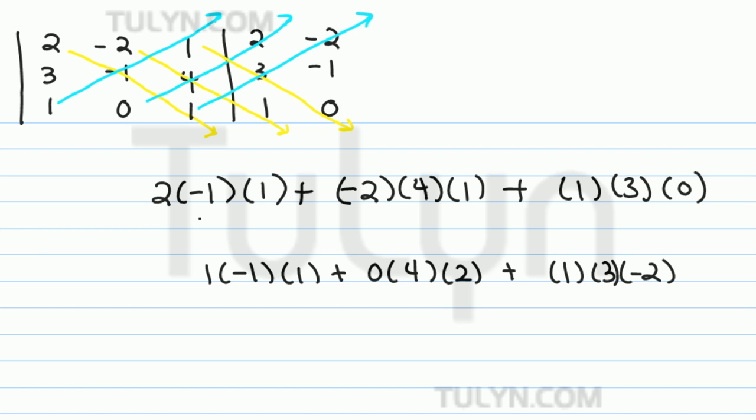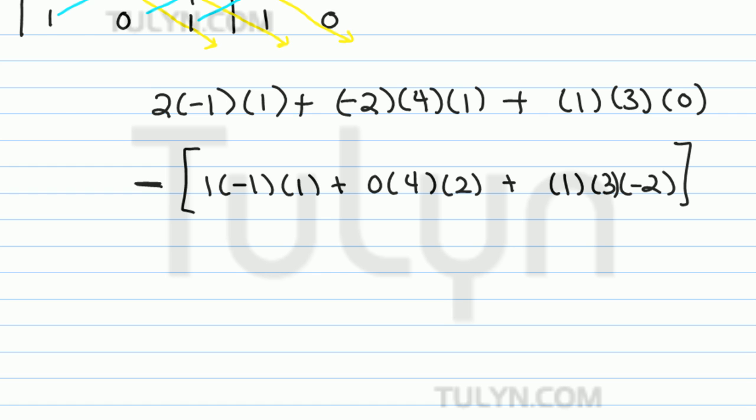Now finally, just like in the cross multiplication method where you cross multiply and then you subtract one from the other, you do the same thing here. So you subtract the sum of the products from the yellow arrows from the sum of the products from the blue arrows. So you want to put a subtraction sign before where you start calculating the blue arrows. So that's actually going to be the value of the determinant.